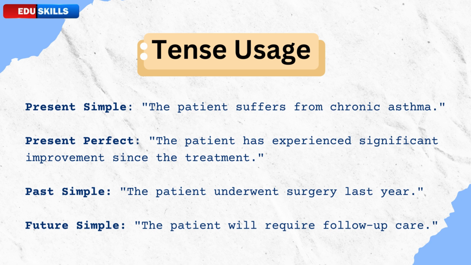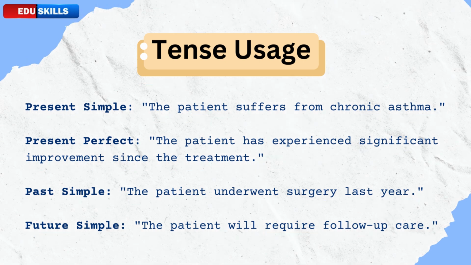Past simple. Use this for actions that are completed in the past. For instance, the patient underwent surgery last year. Future simple. This tense is for actions that will happen in the future. For example, the patient will require follow-up care. Remember, using the correct tense ensures that your reader or listener understands the timing of the actions you're describing.